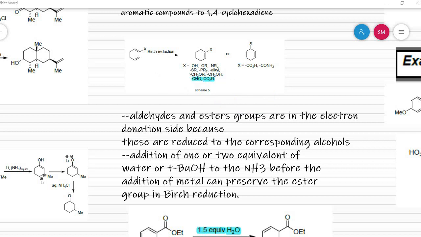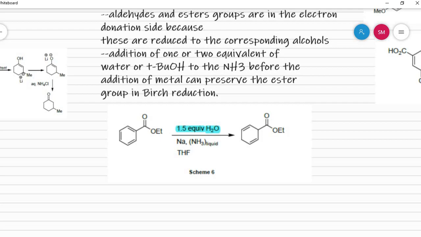So if you use any acidic group, like alcohol or water, which can quench the ammonia reaction, and you add the water and alcohol before the addition of the ammonia, the reducing system will not act on the aldehydes and esters. So you can get products like withdrawing systems. You must be careful whether alcohol is added in the reaction system or not.